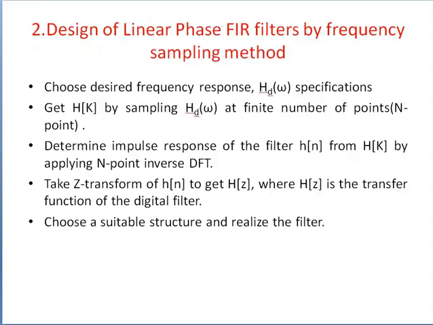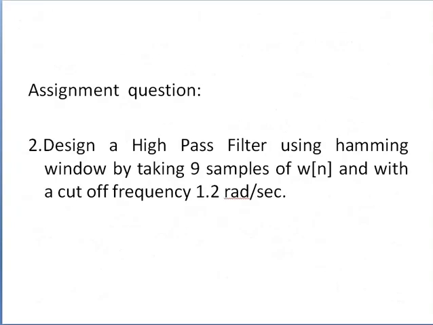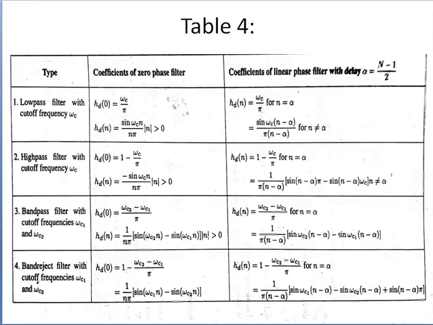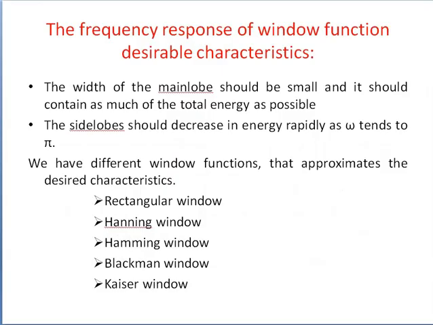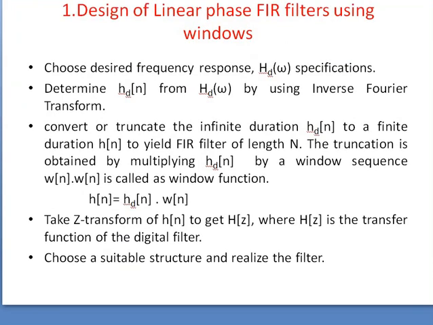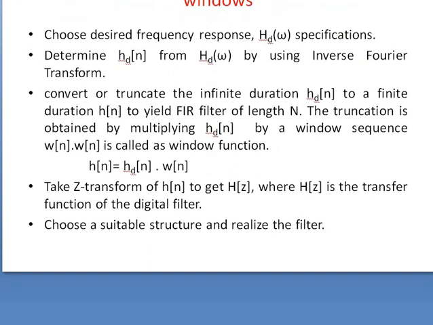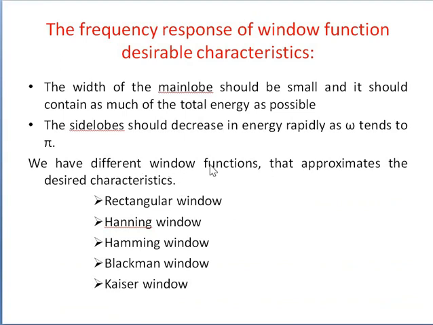Now from the exam point of view, the window method is very important. Now see this. Actually here we don't know what a window function is, so first we should concentrate on the window function. Now see here, various window functions are there. That is the rectangular window, Hanning window, Hamming window, Blackman window, Kaiser window, like that.